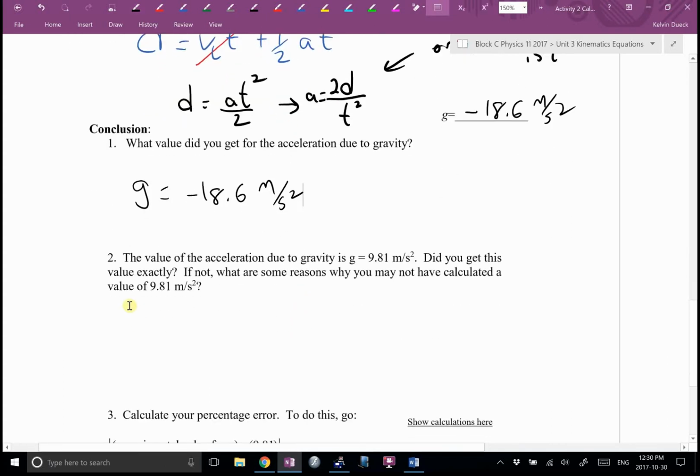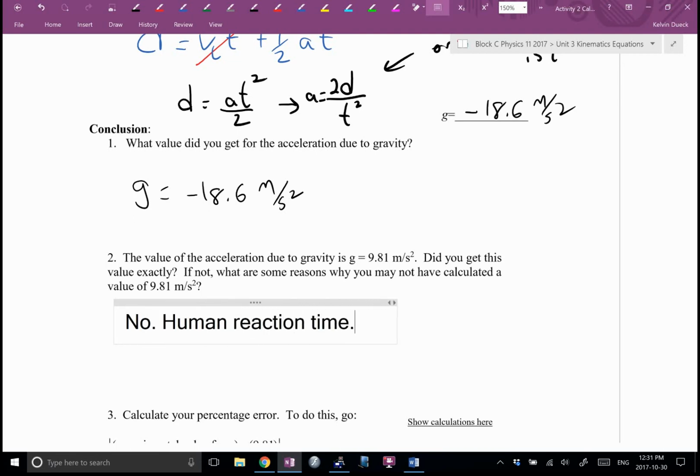Did you get this value exactly? I'm guessing most of you did not. So, no for most of you. Why? What was the biggest source of error? Human reaction time.